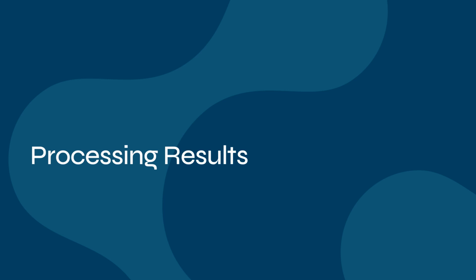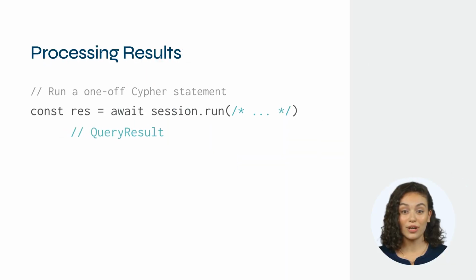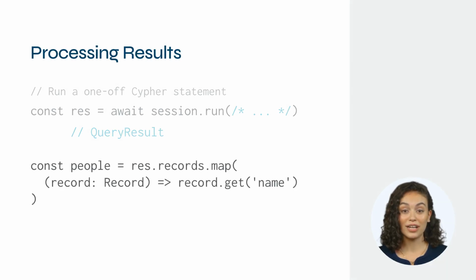Processing results. The res value returned by session.run is an implementation of the QueryResult interface, which guarantees access to the individual records returned by the query. Individual records are accessed through the records property. Records is an array of record objects. Each record object has a get method for retrieving individual values from a record. In this example, the code is extracting the name value from each record. We will cover result processing in more detail later on in the course.